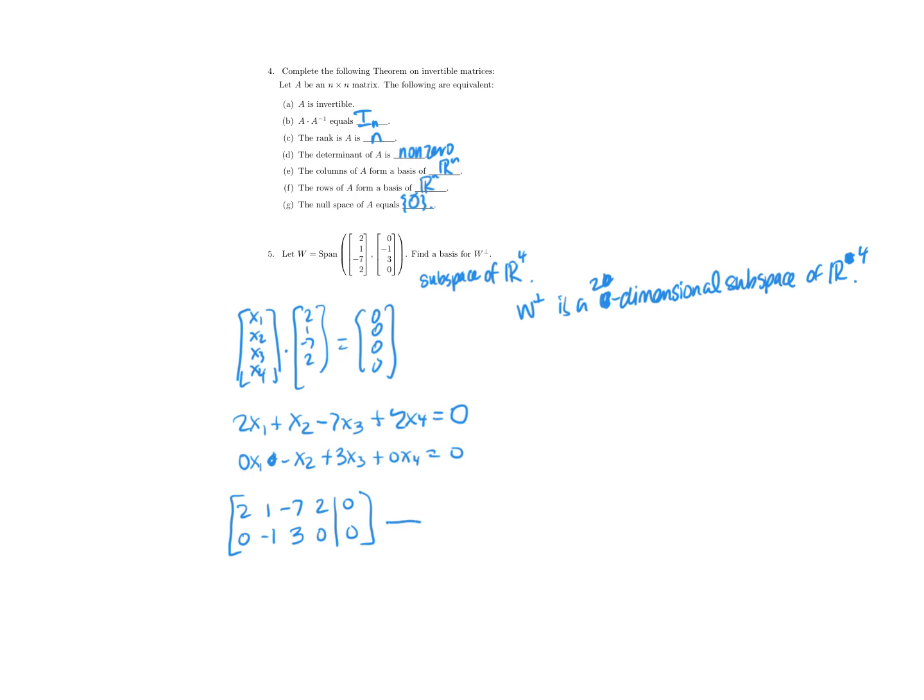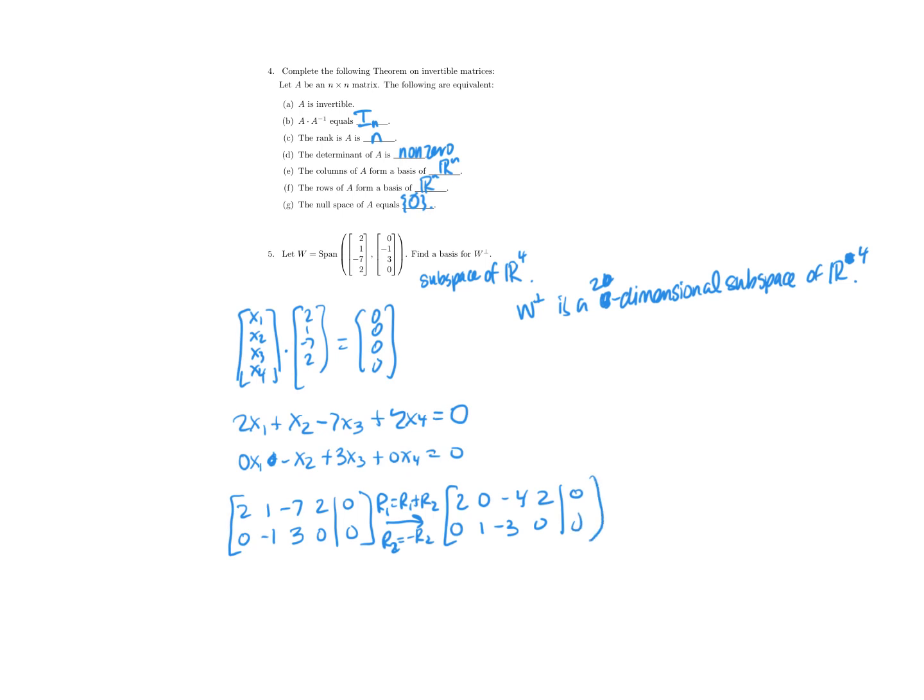I can do this in row echelon form by doing row 1 is row 1 plus row 2. That gives me 2, 0, negative 4, 2, and 0. And then I'll do row 2 is equal to negative row 2. So 0, 1, minus 3, 0, 0, 0.